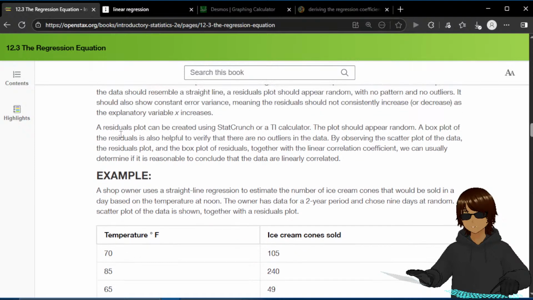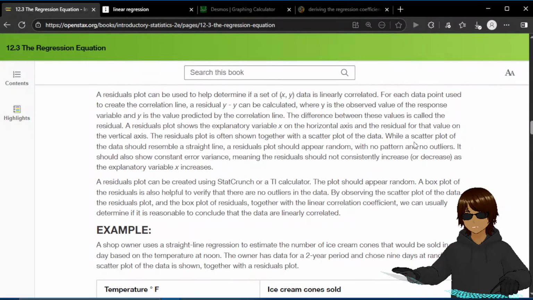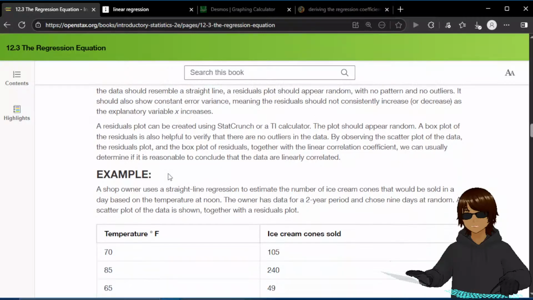So, while a scatter plot of the data should resemble a straight line, a residue plot should appear random, with no pattern and no outlier. It should also show constant error variance, meaning the residues should not consistently increase as the explanatory variable x increases.